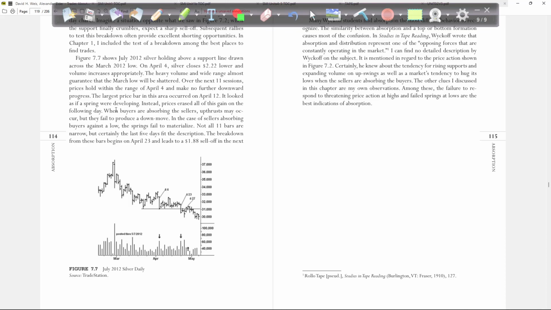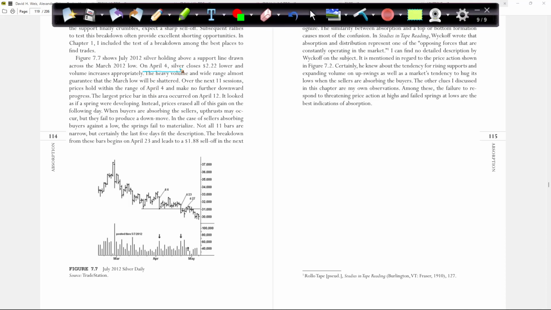Okay, on April 4th, silver crosses $2.22 lower and volume increases appropriately. Okay, the heavy volume and wide range almost guarantee that the March low will be shattered. Okay, over the next 11 sessions, prices hold within the range of April 4 and make no further downward progress.